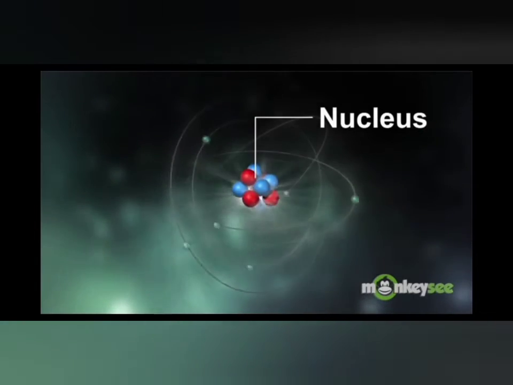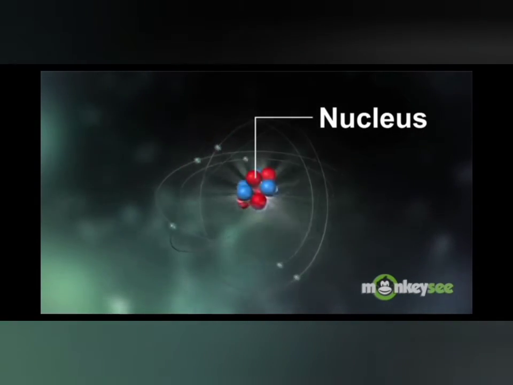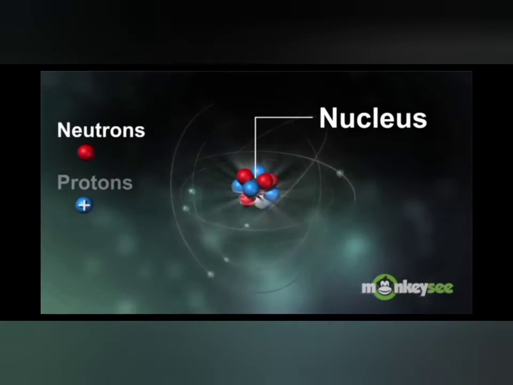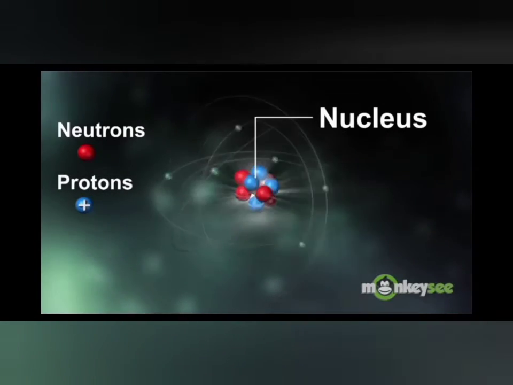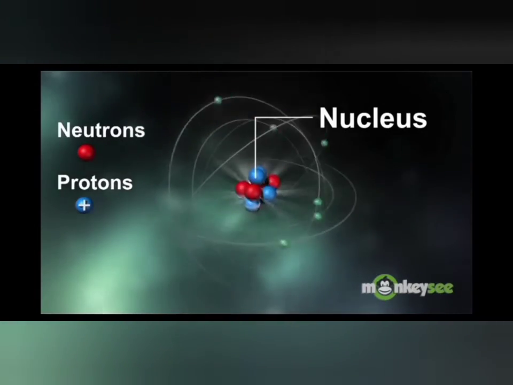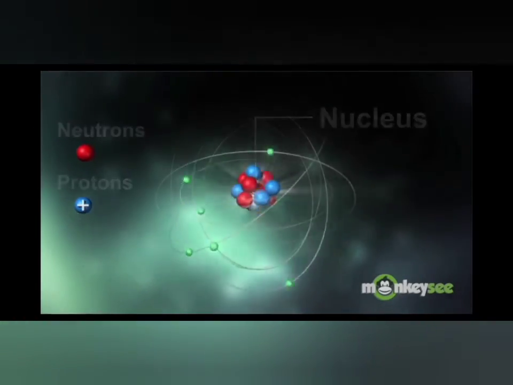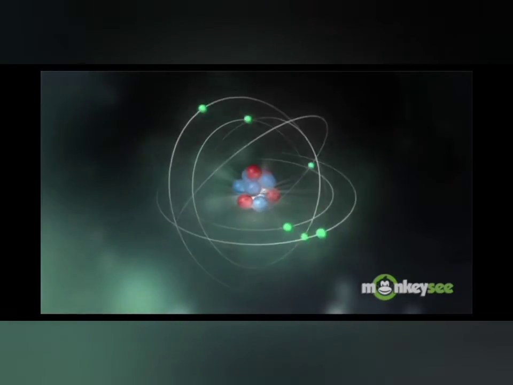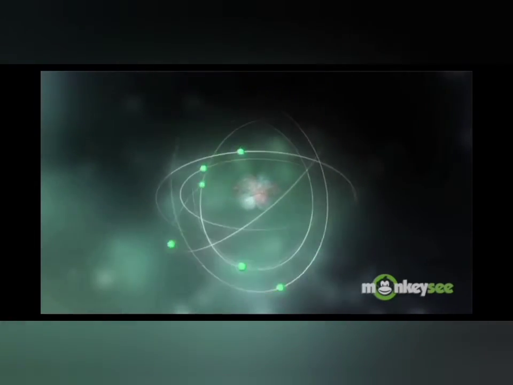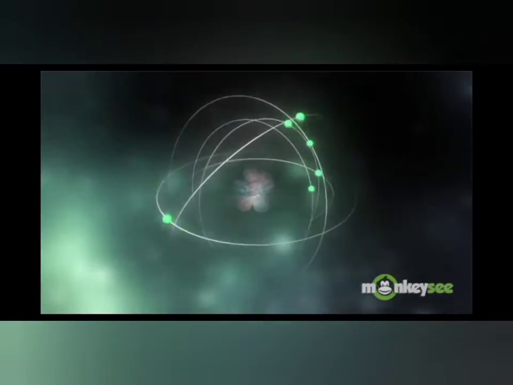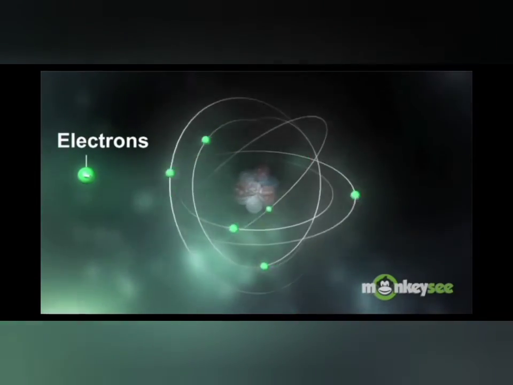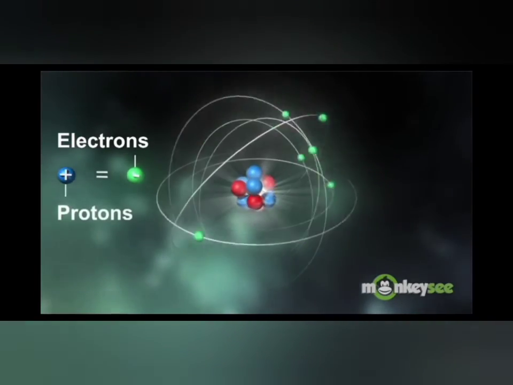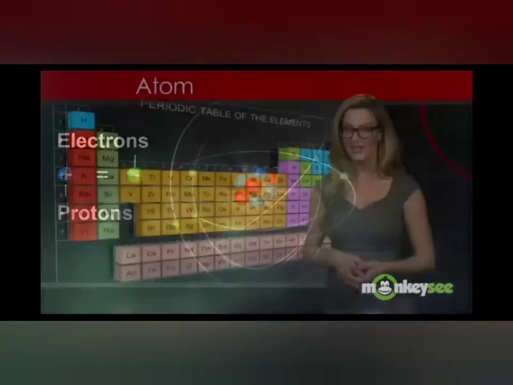Each atom has a dense center called a nucleus. The nucleus contains neutrons, which have a neutral electric charge, and protons, which are positively charged. The number of protons in an atom determines an element's physical properties. No two elements have the same number of protons. Revolving around the nucleus like planets around the sun are negatively charged particles called electrons. Electrons and protons attract each other, so atoms usually have equal numbers of the two particles.